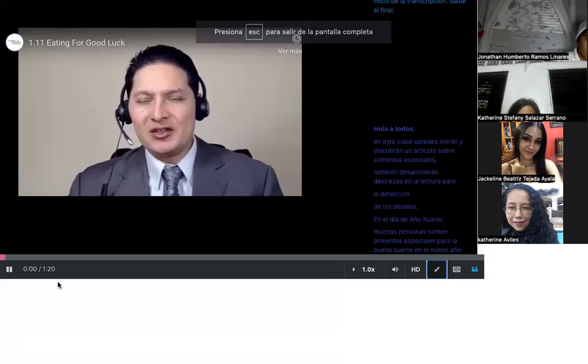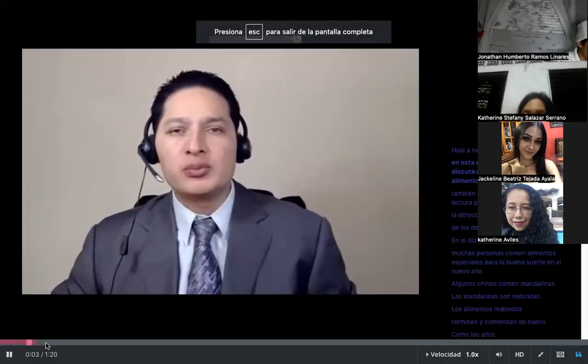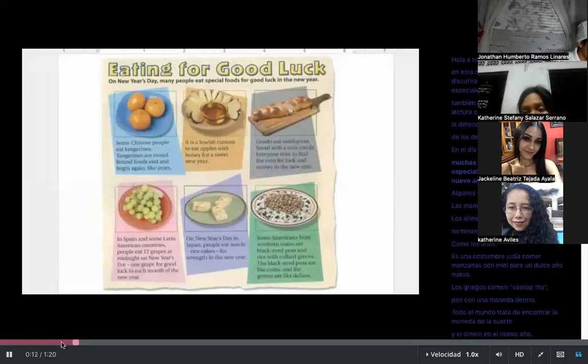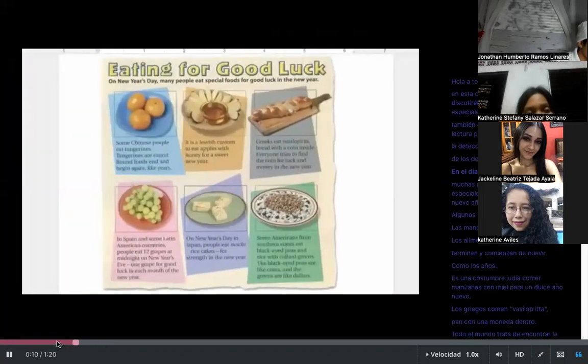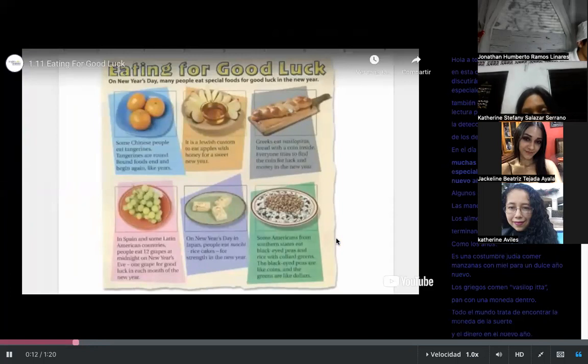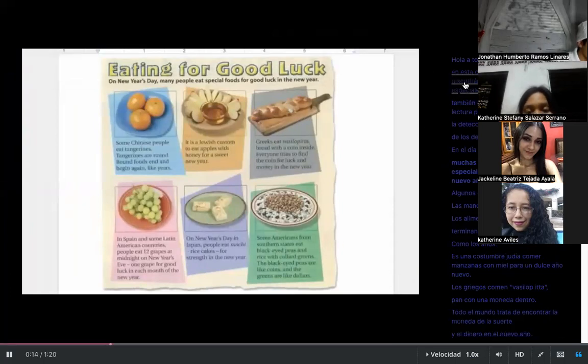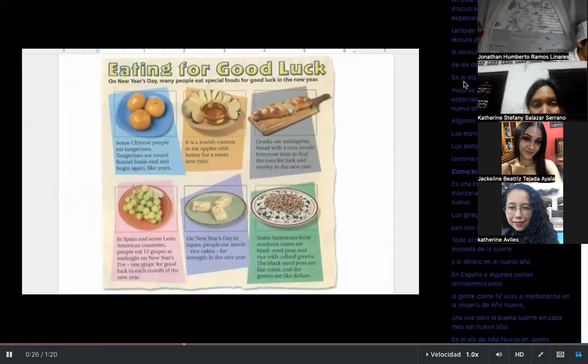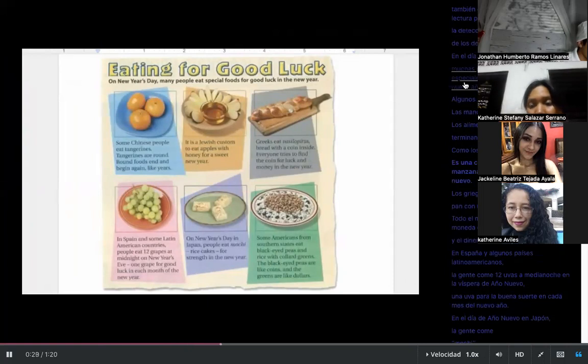Hi everyone. In this class, you'll read an article. On New Year's Day, many people eat special foods for good luck in the new year. Some Chinese people eat tangerines. Tangerines are round. Round foods end and begin again, like years. It is a Jewish custom to eat apples with honey for a sweet new year.